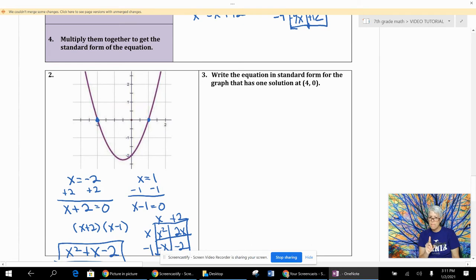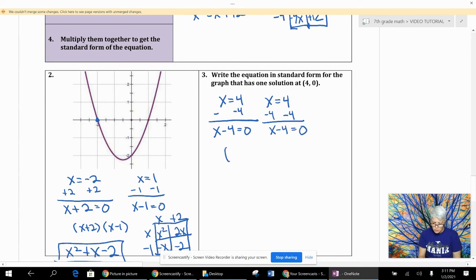Now, if you remember, when you had one solution, it really meant that there were two factors with the same number. So I'm going to go ahead and move this over. I have x minus 4 equals 0. I'm going to repeat the process. X minus 4 equals 0. So here are my factors.